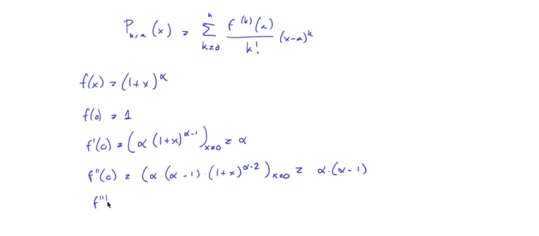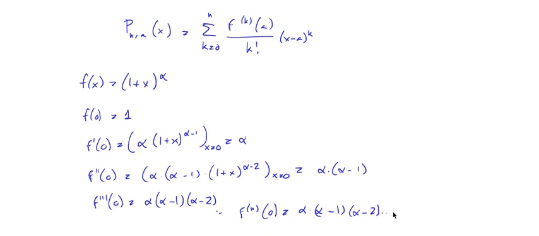And if you keep doing this, the third derivative is going to be alpha times alpha minus 1 times alpha minus 2, and so on, right? And the nth derivative at 0 is going to be alpha times alpha minus 1 times alpha minus 2 and so on, up to alpha minus n plus 1. So this is third derivative, 3 minus 1 being 2, second derivative, n minus 1 at the end, with n plus 1 as the last factor's offset.